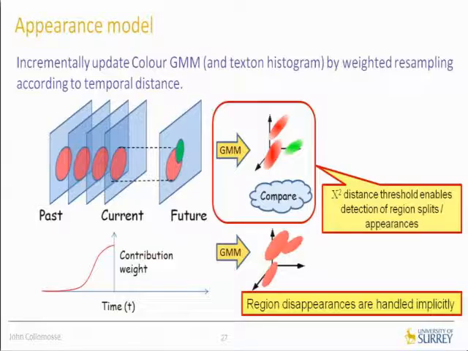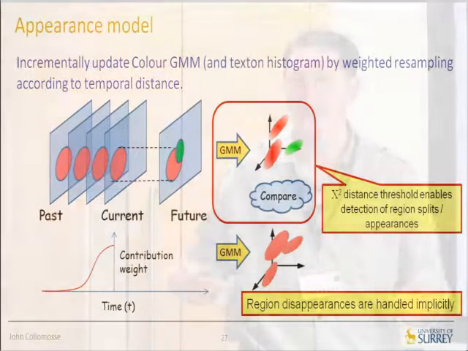The region disappearances or deaths are handled implicitly because we needn't use all of the labels we used on the previous frame to label the current frame.